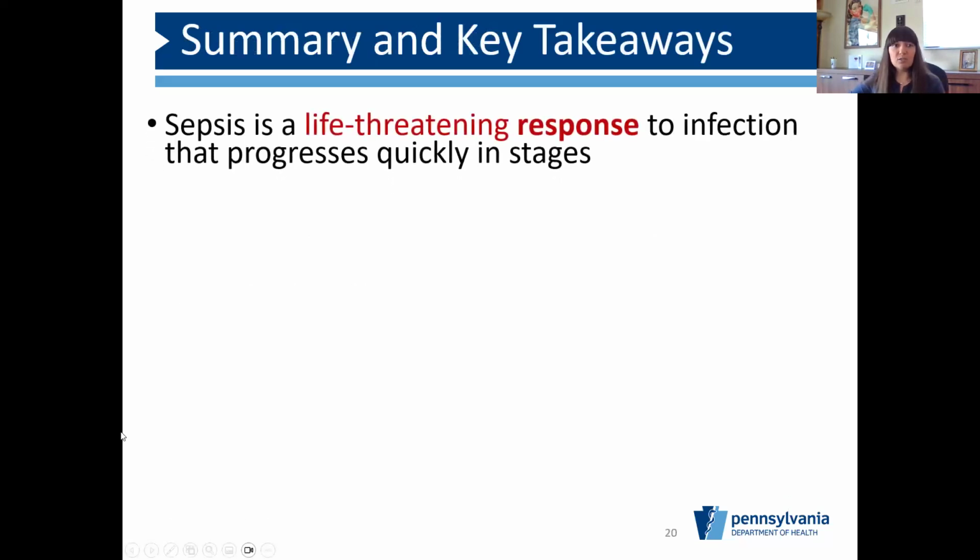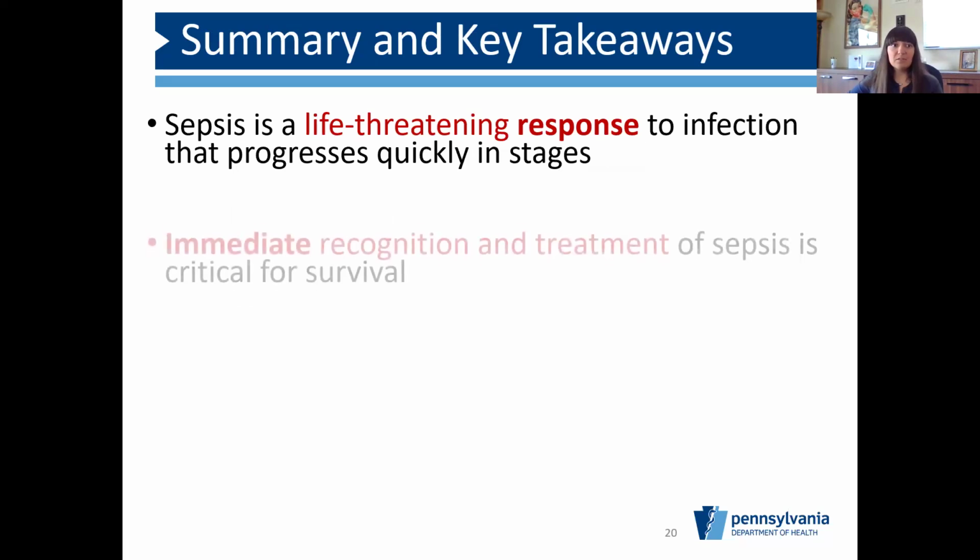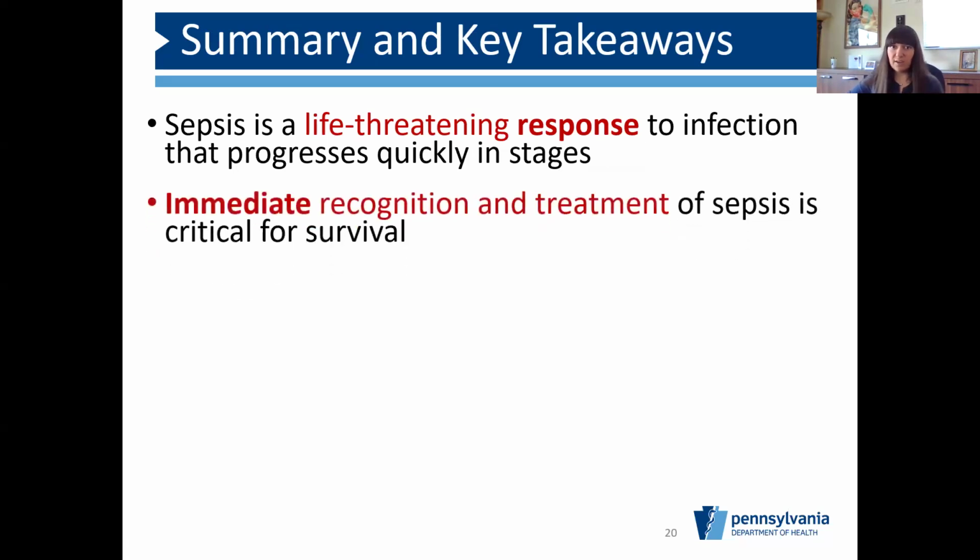All right, so we'll talk a little bit about some key takeaways from part 1 and part 2. So we want to just kind of summarize what we've learned so far. So we know that sepsis is a life-threatening response to an infection, and it progresses very quickly in stages. Immediate recognition and treatment of sepsis is going to be absolutely critical for survival. Like we talked a little bit about that earlier with whether or not we want to call EMS.